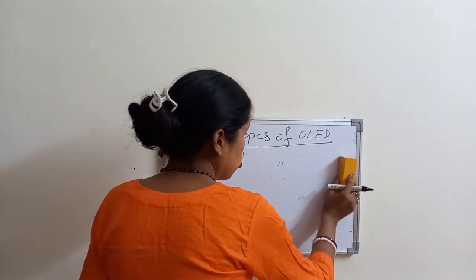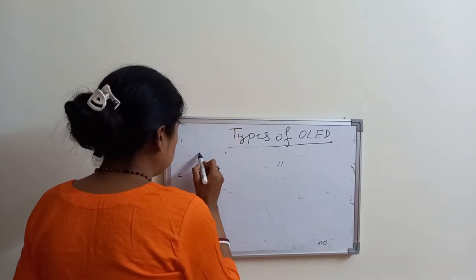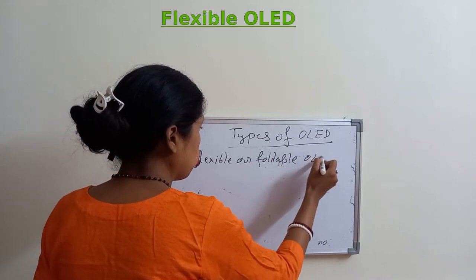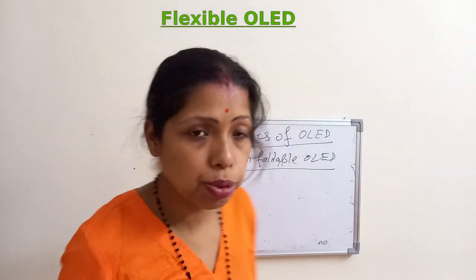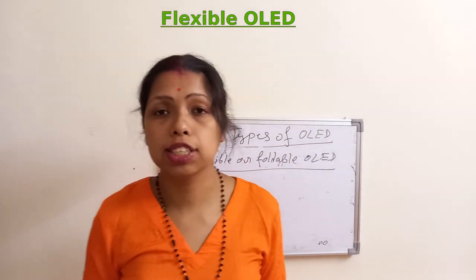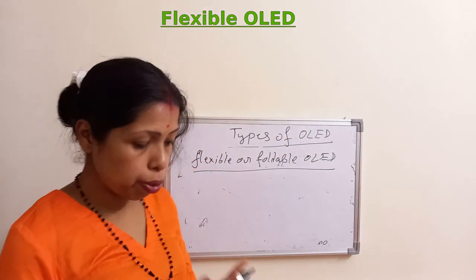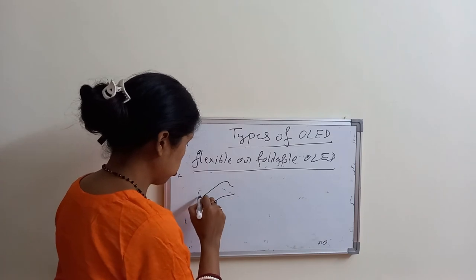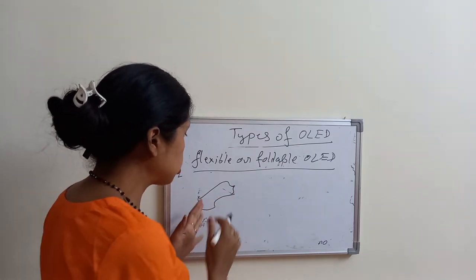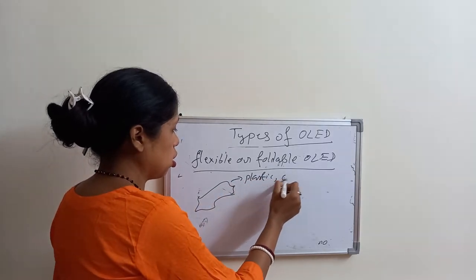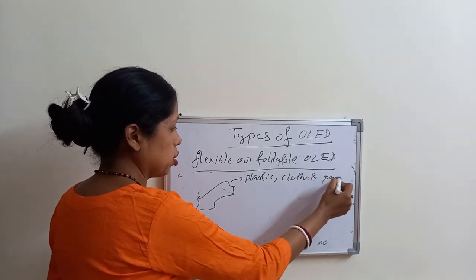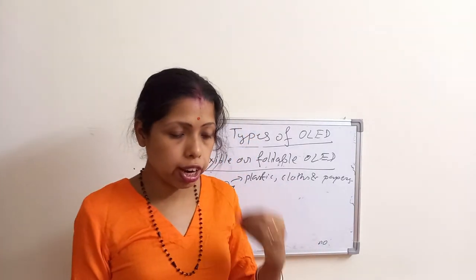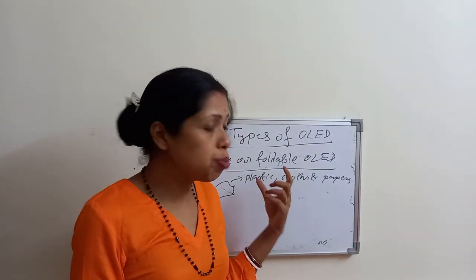Last is the flexible or foldable OLED. Okay. So, for designing flexible and foldable OLED, the main thing is that you have to choose a flexible or foldable substrate. Okay, substrate means the base on which you are depositing multiple layers to create the OLED, right? So this should be flexible, okay? Flexible substrate means plastic, cloth, and paper. Okay, these are the flexible substrates, right? So you can easily integrate different organic semiconductor layers with the plastic, cloth, and paper substrate, right?